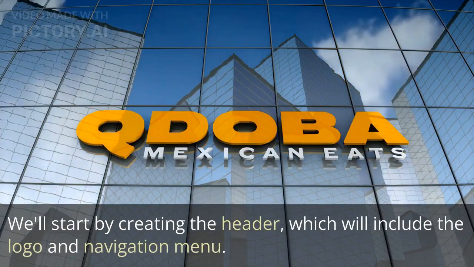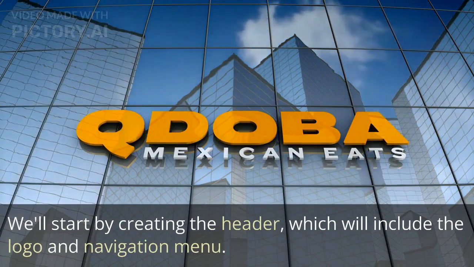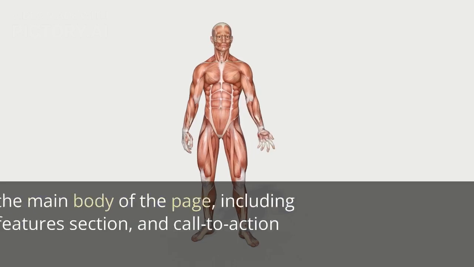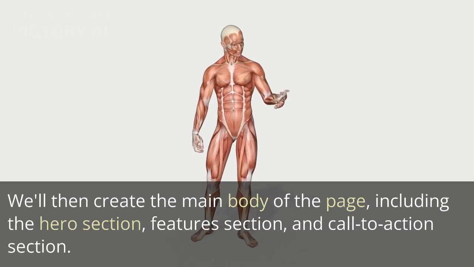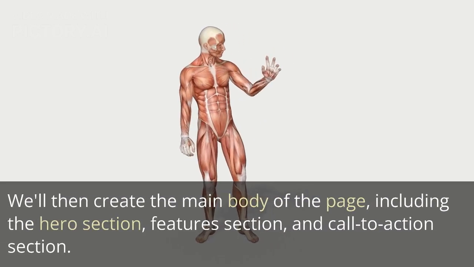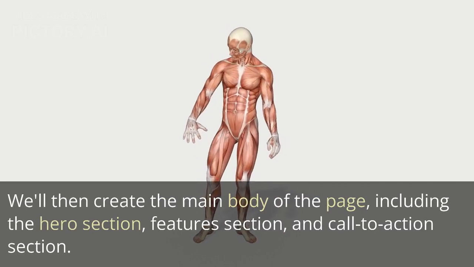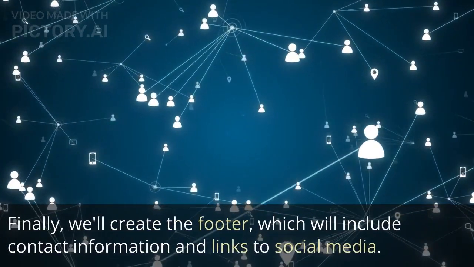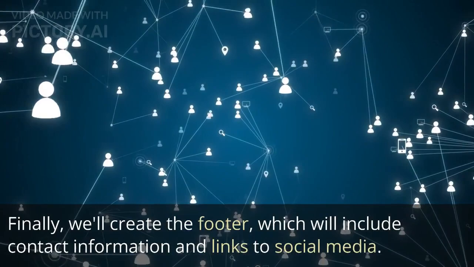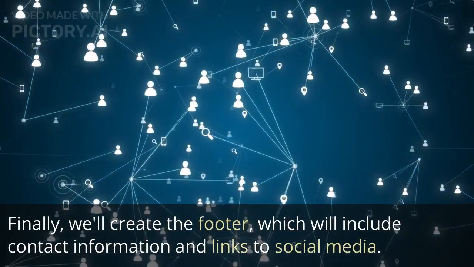We'll start by creating the header, which will include the logo and navigation menu. We'll then create the main body of the page, including the hero section, features section, and call to action section. Finally, we'll create the footer, which will include contact information and links to social media.